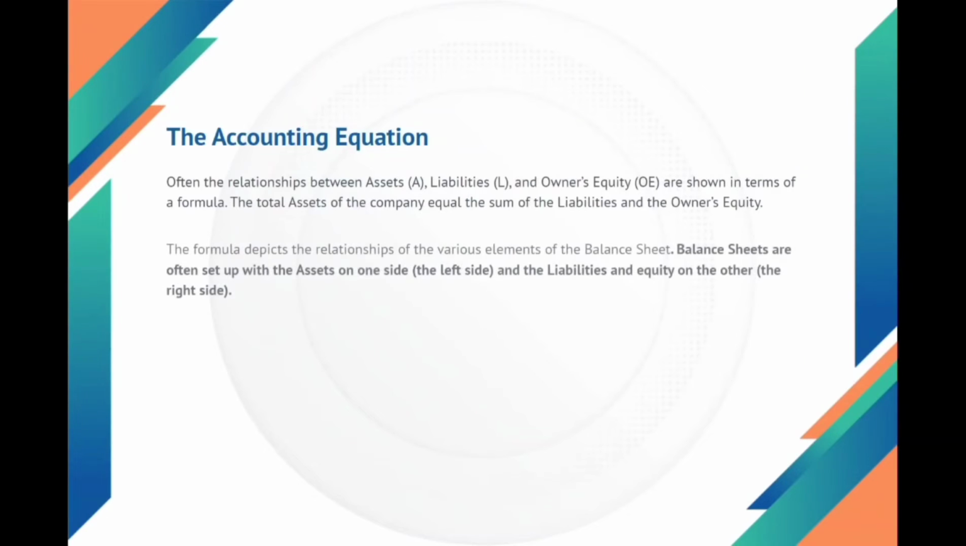The accounting equation. Often the relationships between assets (A), liabilities (L), and owner's equity (OE) are shown in terms of a formula. The total assets of the company equal the sum of the liabilities and the owner's equity. The formula depicts the relationships of the various elements of the balance sheet. Balance sheets are often set up with the assets on one side, the left side, and the liabilities and equity on the other, the right side.